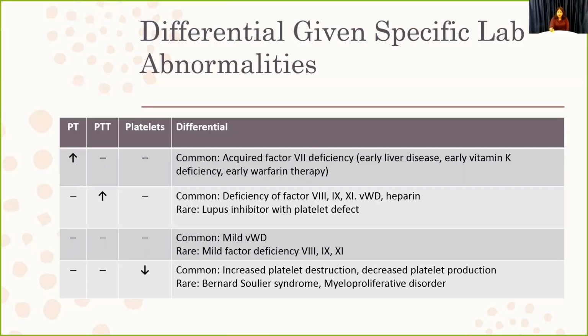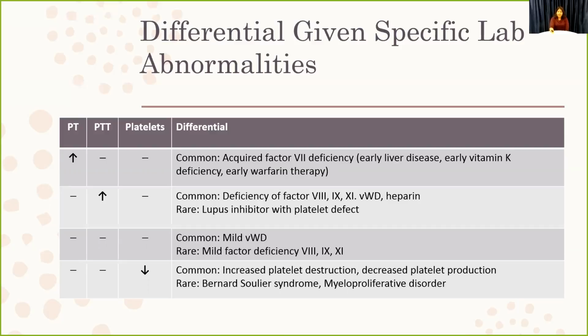So if you have a normal screen on your PT, PTT, and platelets are normal, a common thing might be mild von Willebrand's disease, as well as mild factor deficiency 8, 9, and 11, because these kids didn't really have any concerns earlier on and may have actually presented with bleeding signs later on when they got involved with contact sports, or for females once they started menses. In terms of our low platelets, our common thing is increased platelet destruction and then decreased platelet production.